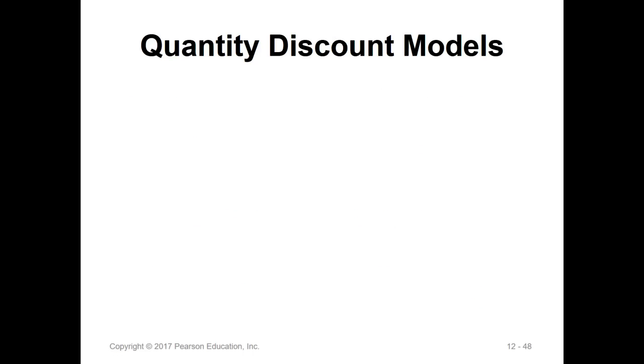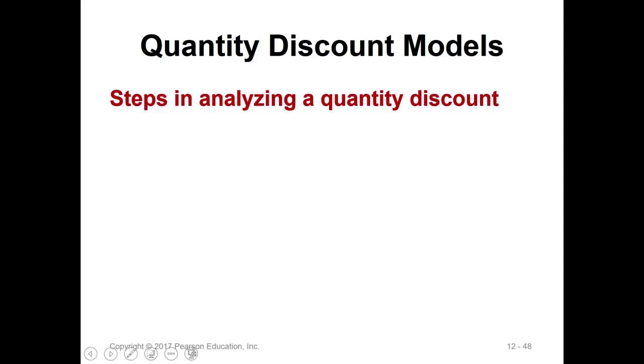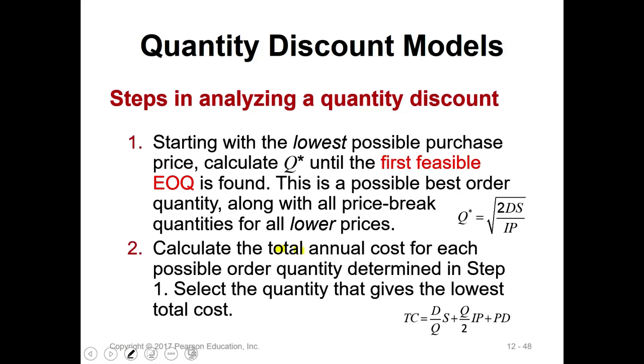Calculate the total. We try to find out the total annual cost for each possible order quantity, determine which one will give you the lowest cost. I'm going to use an example to show you the two steps. How do we find out the first feasible order quantity, and how do you calculate the total annual cost?